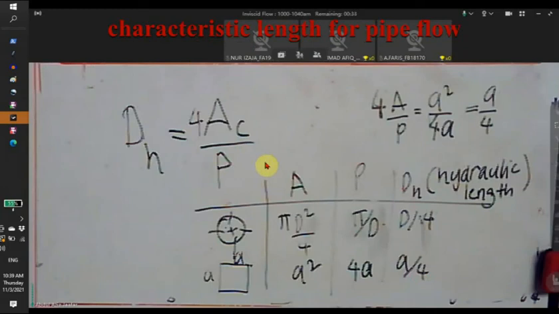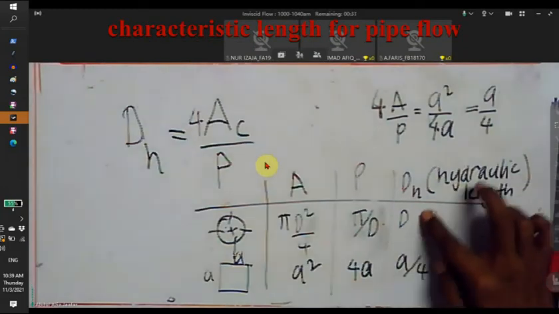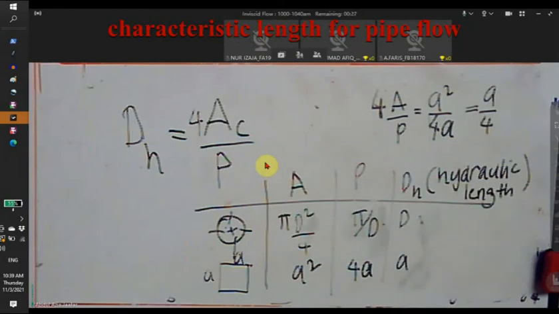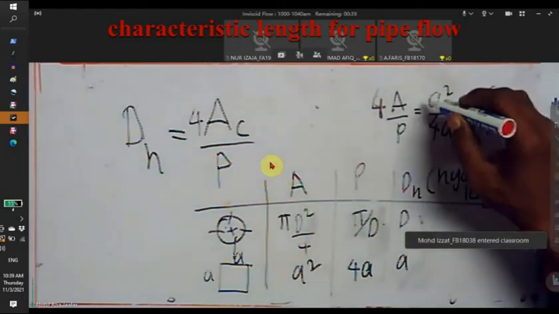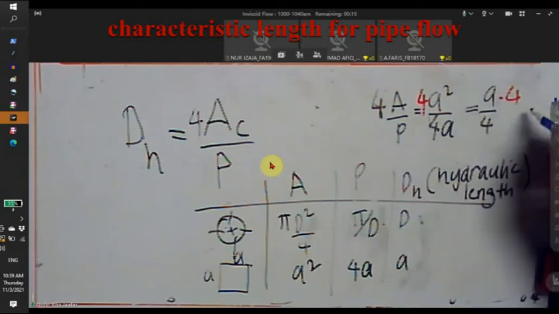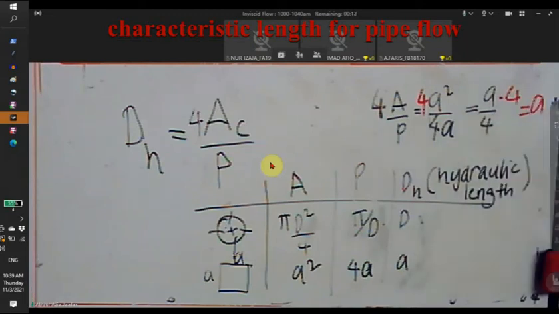If that is the definition, so we have D by 4, and then I just put here 4 times A there, right?